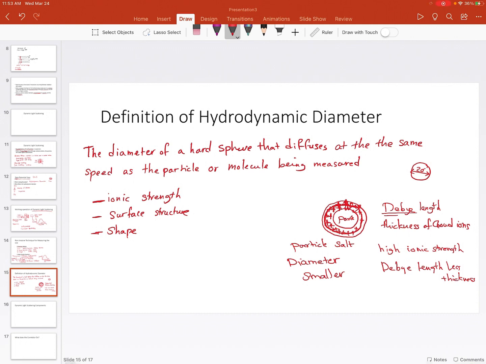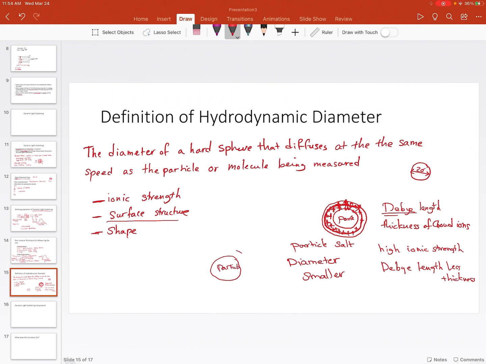As the ionic strength is going to be higher, the strength of the molecules that are compressing each other is going to be higher, and the diameter of this particle is going to be less. One other parameter is surface structure. This can also influence the hydrodynamic diameter, the size of the particle.